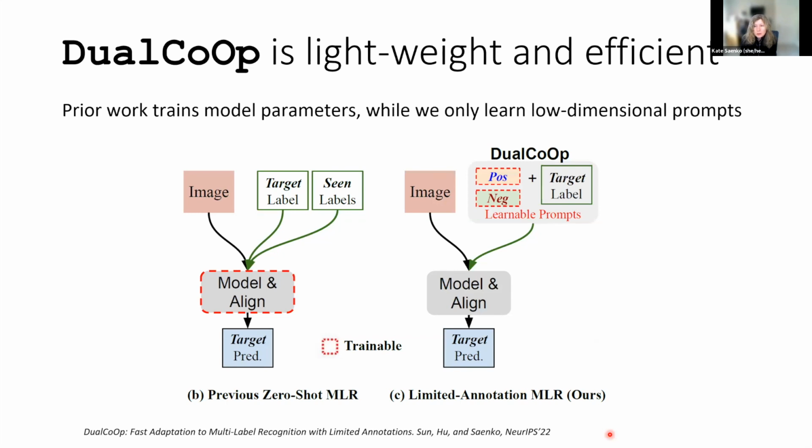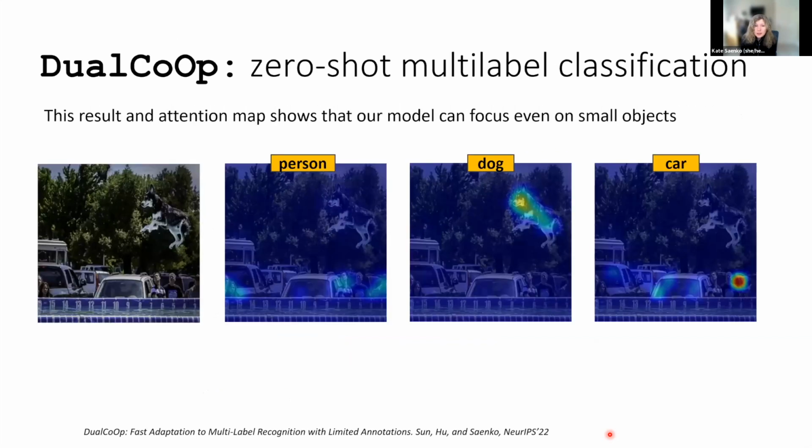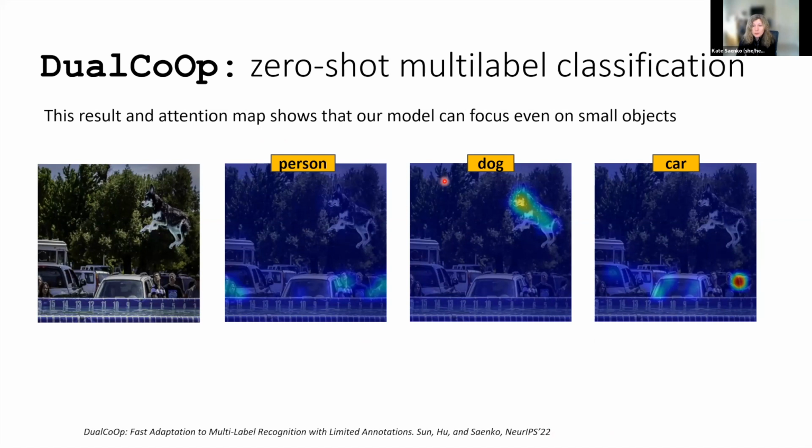It's very lightweight and efficient because we're only learning prompts. And here we can visualize the attention map from the model that shows that it can actually focus even on the small objects in order to recognize them in the image. So here we're focusing on the dog, here we're focusing on person, and here on cars.